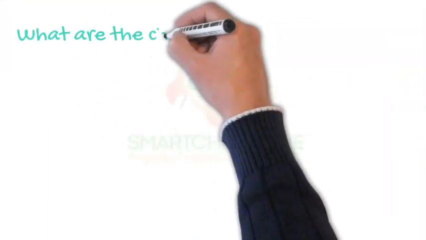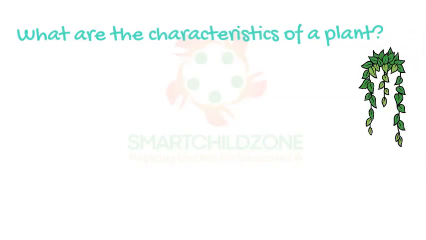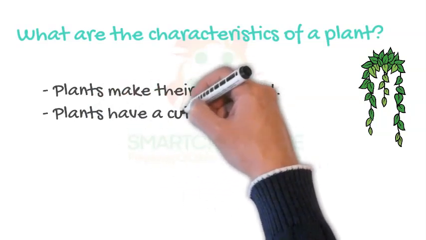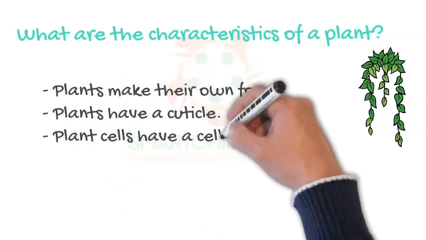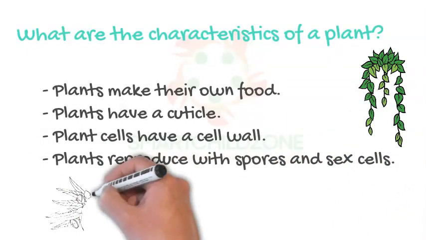What are the characteristics of a plant? Plants make their own food. Plants have a cuticle, it protects and keeps them from drying out. Plant cells have a cell wall. Plants reproduce with spores and sex cells.